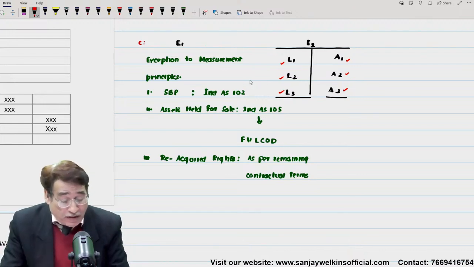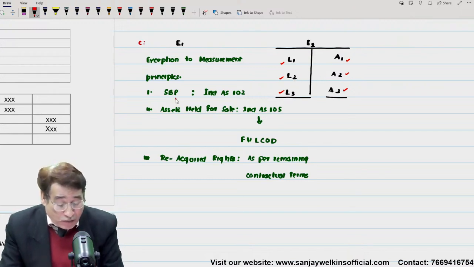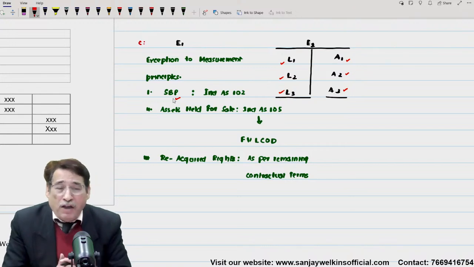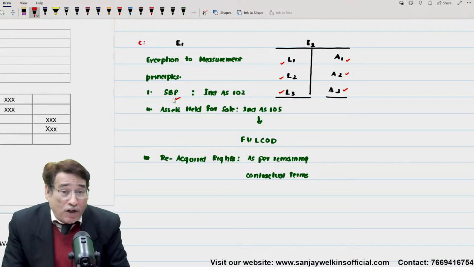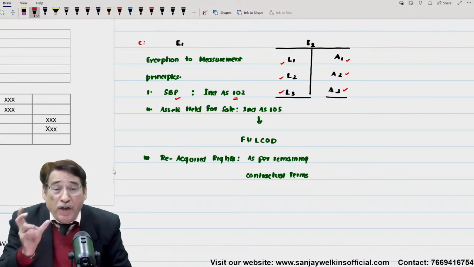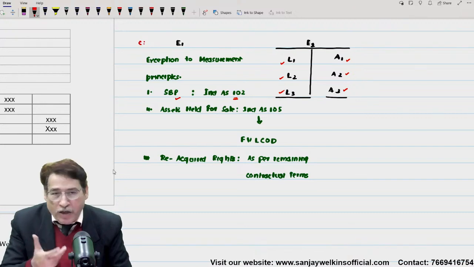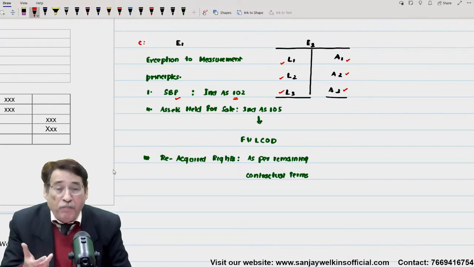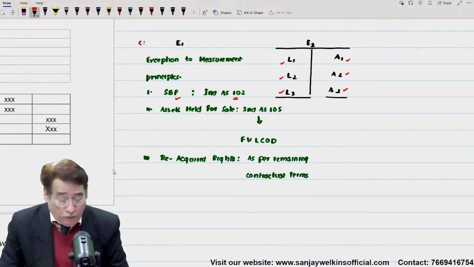Now, the point here is that I told you in the last session, there are some items like share-based payment. They might be appearing in the balance sheet of the acquiring company, correct? But we will have to record them not at fair value, rather in the light of Ind AS 102, correct? So these are known as exception to measurement principle, because we are not measuring them at what we call fair value. Is it clear to you?